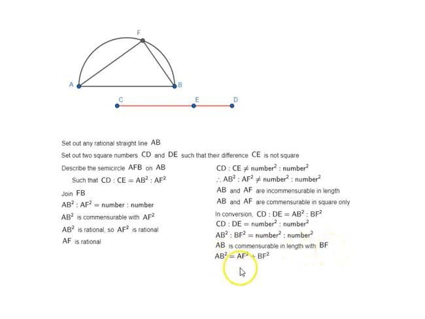AB square is equal to AF square plus BF square. This we know, Pythagoras theorem. F is a right angle subtended by the diameter. So which means AB square is greater than AF square by BF square, commensurable with AB. So the required rational straight lines are AB and AF. So here if you remember, AB is any rational straight line we took, and AF is the one which we have evaluated using these square numbers.